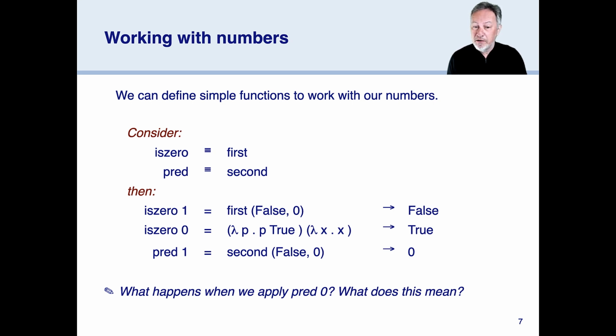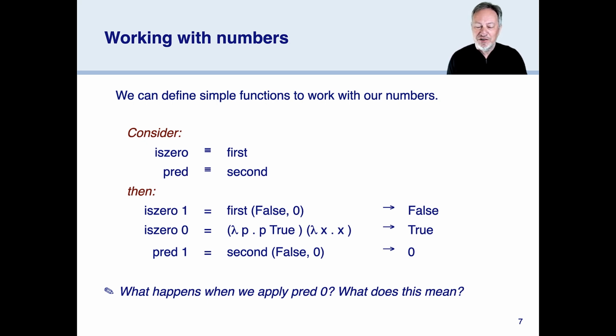Predecessor of 1. Well, predecessor is defined as second. Predecessor of 1 simply extracts the second element of the pair, which is 0. But remember, our successor function always encapsulated the successor of a number as the value false, as the first element of the tuple, and the second element of the tuple was the number we started with, in other words, the predecessor. So it's clear that second will act as a perfectly good predecessor function and will give us the predecessor of any number which is not 0.